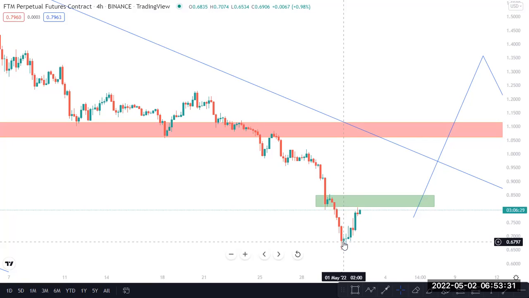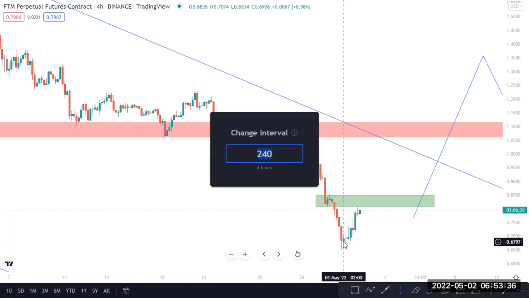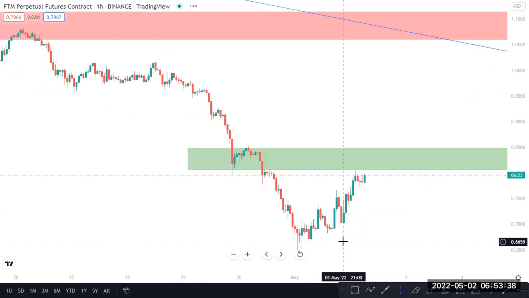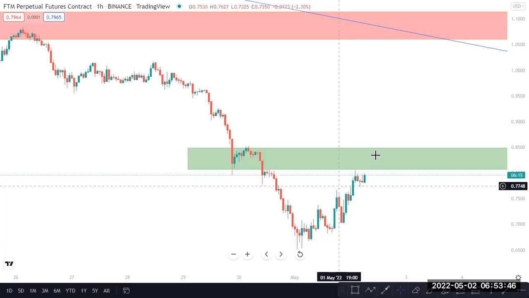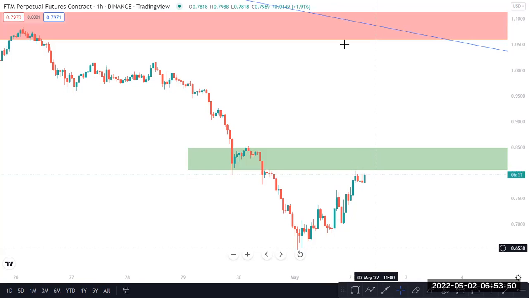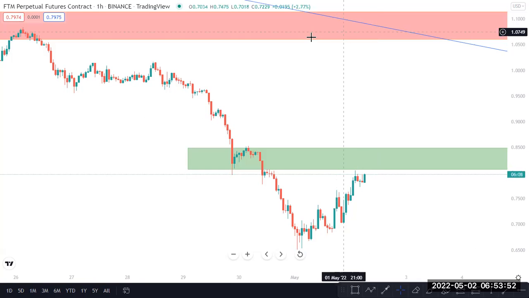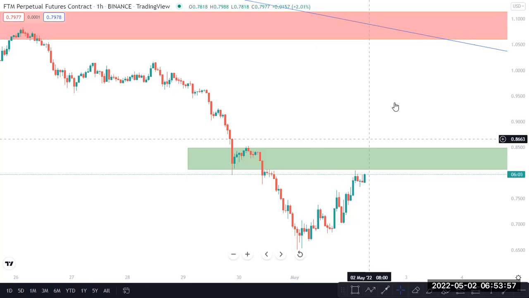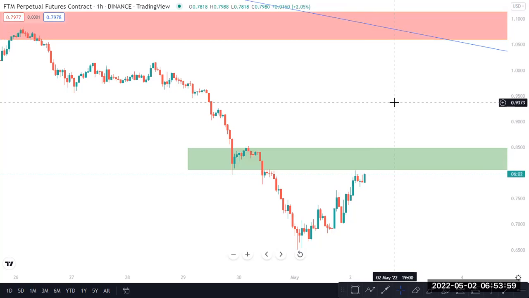So let's see what we have on the 1-hour time frame. On the 1-hour time frame, it's the same thing, guys, just that now we can see clearly. We want to see this coin breaking this zone area and holding above it. Then we take our buys and target this key level as our target profit. As soon as this coin breaks and holds above the area, we take our buy entry.